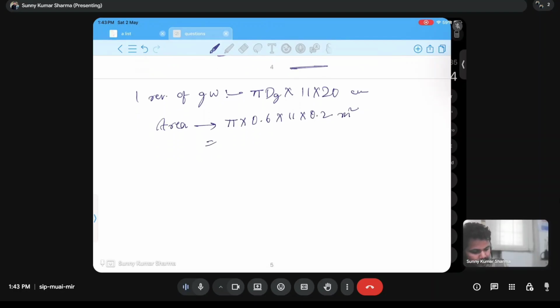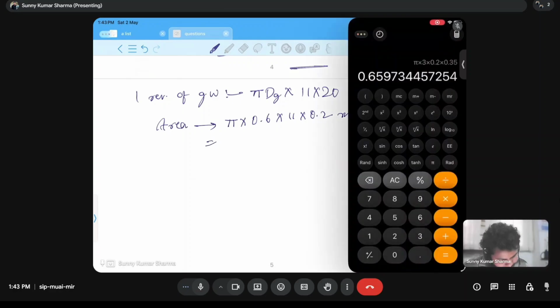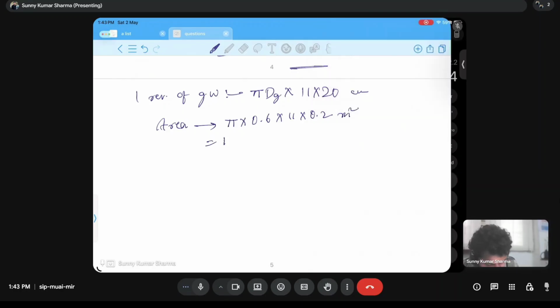So what will this value become? Pi into 0.6 into 2.2 is equal to 4.1415, about 4.15 meter square.